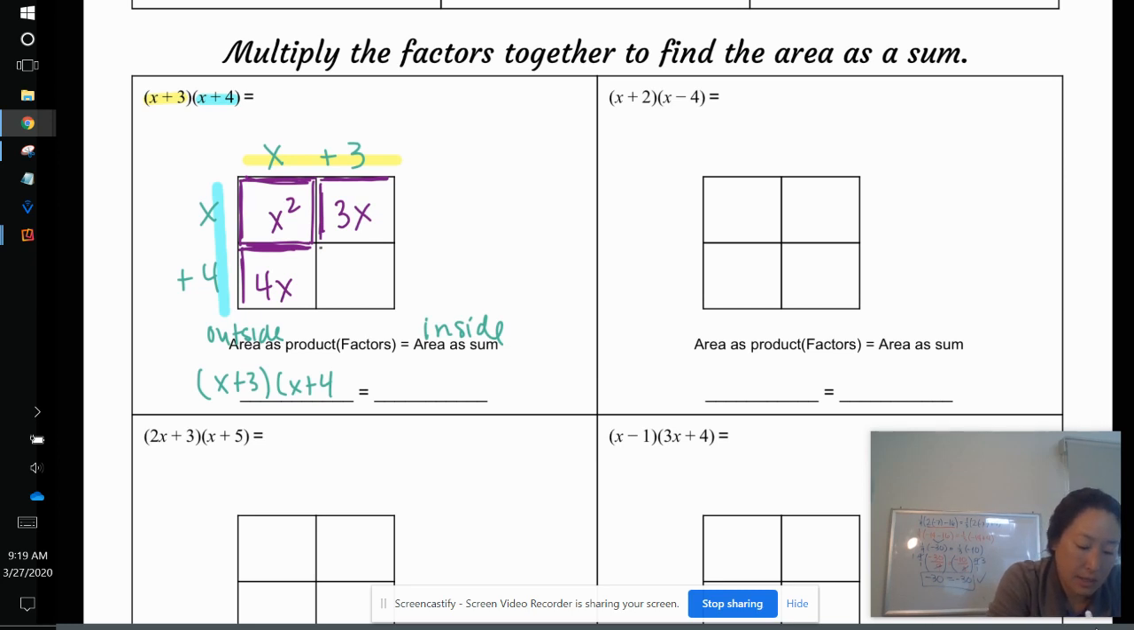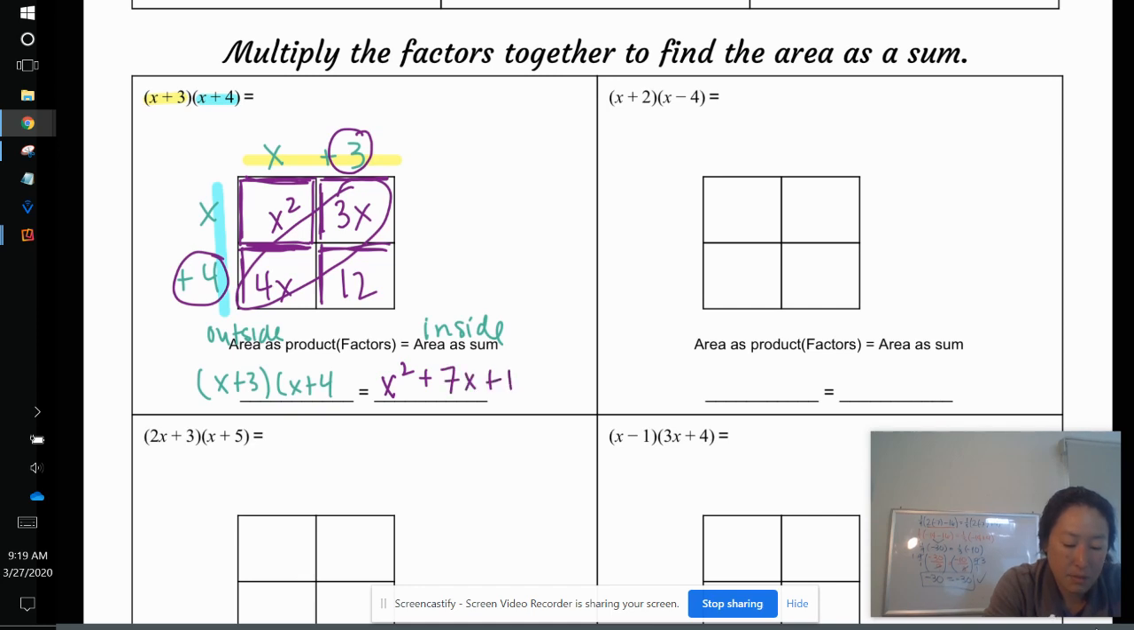And then the last one is the width 3 times the height, which I see on the outside is 4, gives me 12. This is kind of like a Punnett square if you're in biology. So the inside is the sum: I get x squared plus, we add up the 4x plus 3x, which gives us 7x plus 12. And that is our answer right there.